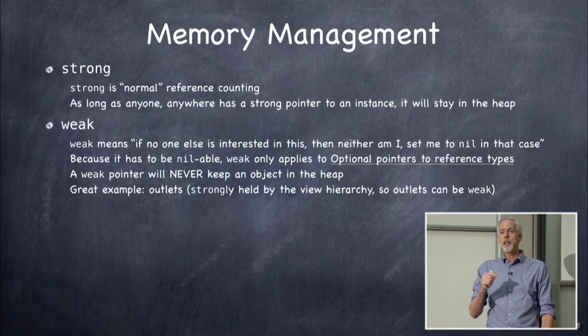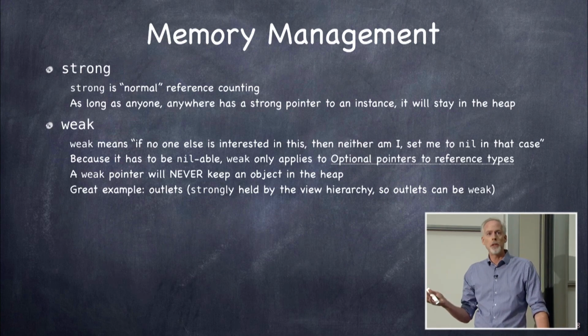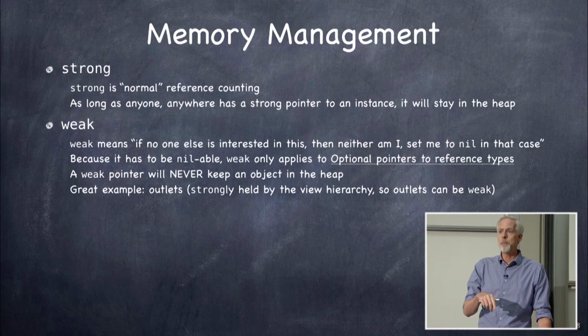And notice that it gets set to nil if all the other strong pointers go away. So what kind of type does this have to be? It has to be an optional. Okay? So this weak only works with optional pointers to reference types. Okay? Things that are in the heap.